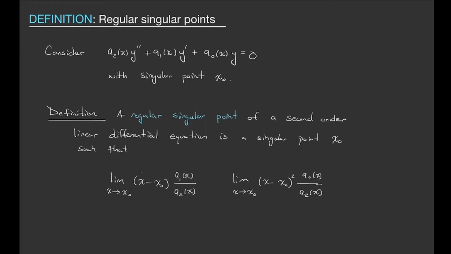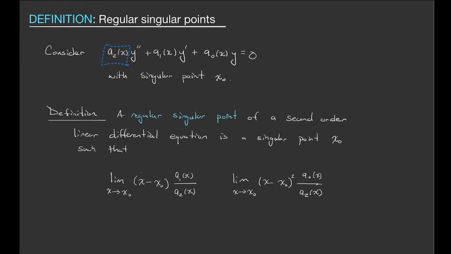And we know that if we were to substitute in the singular point, x naught, into these, we would get 0. But what we're going to do is see if we multiply by, say, x minus x naught, or x minus x naught squared, whether somehow those limits will be finite and exist. So it's a check. We know that we're going to get 0 when we plug in x naught into a2 of x.